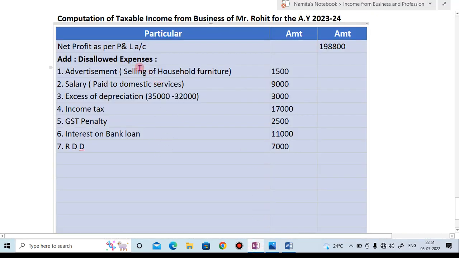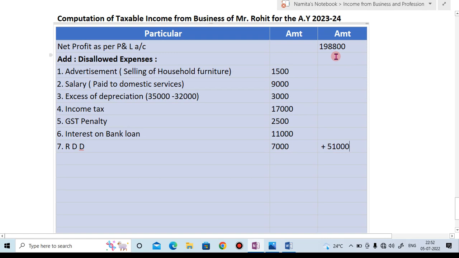Now all the disallowed expenses we have taken into consideration. Now add all these disallowed expenses: 1,500 plus 9,000 plus 3,000 plus 17,000 plus 2,500 plus 11,000 plus 7,000. So total we will get 51,000. Okay, so total of disallowed expenses is 51,000. So add this 51,000 in net profit.